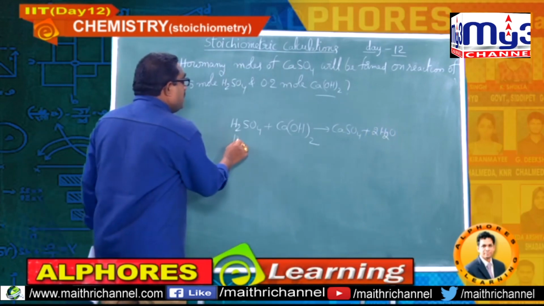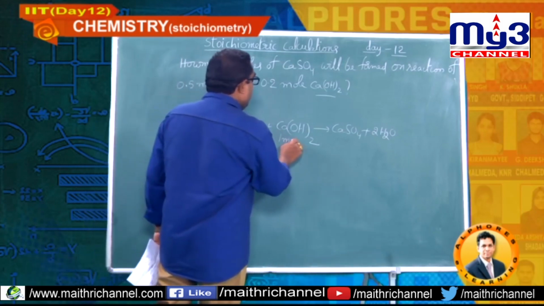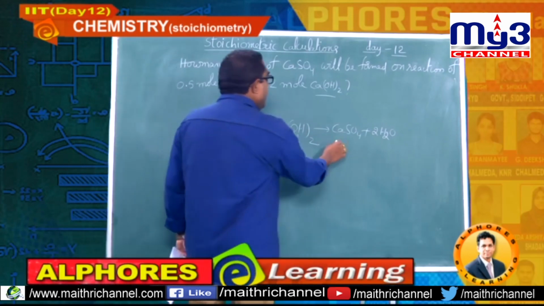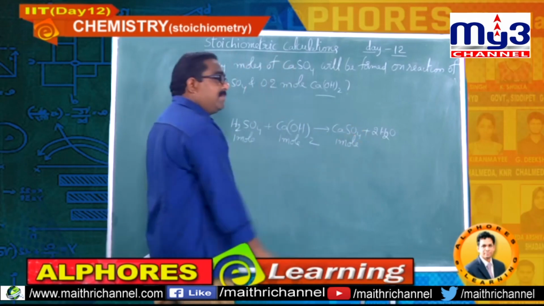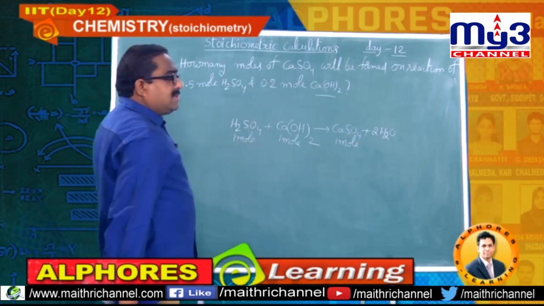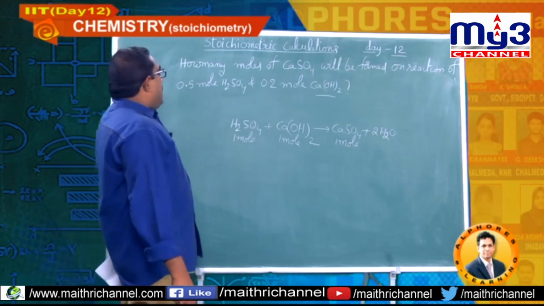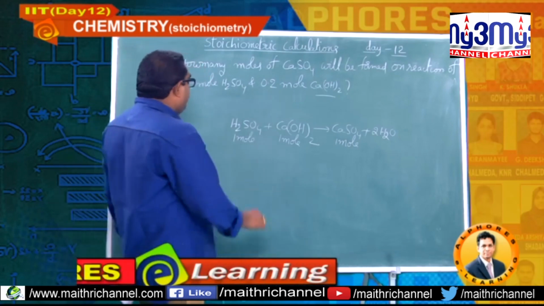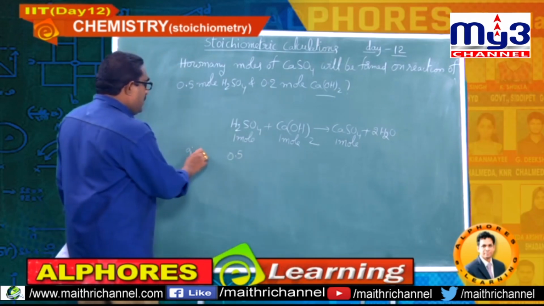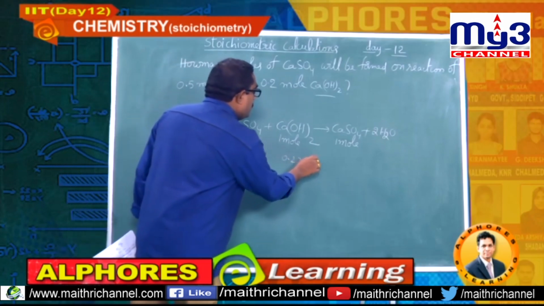So, from this I can simply write like this, students. 1 mole of sulfuric acid on neutralization or reaction with 1 mole calcium hydroxide, exactly you will get 1 mole of calcium sulfate salt. That is the data that we can write based on the stoichiometric, meaning balanced chemical equation. Now, this time he has given 0.5 mole and this is 0.2 mole.